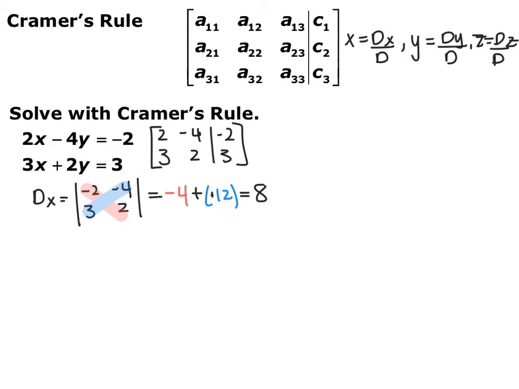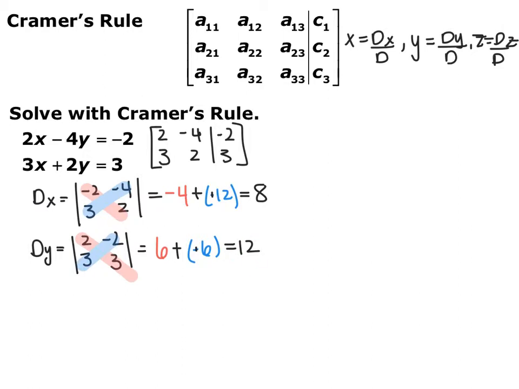So go ahead and pause the video and try to do the same thing with the d sub y. So keep your x column the same, but replace your y column with the answers and take the determinant of that. So you should be taking the determinant of the matrix 2, -2, 3, 3. You kept the x column the same, and you're replacing the y column with the answers. So if you haven't already done so, go ahead and pause the video and take the determinant of this matrix. So you should end up with 6 minus a -6 or a +12.